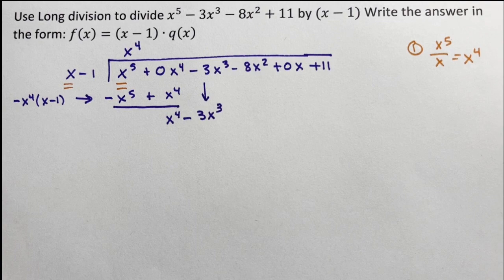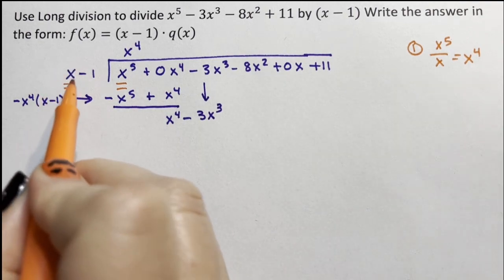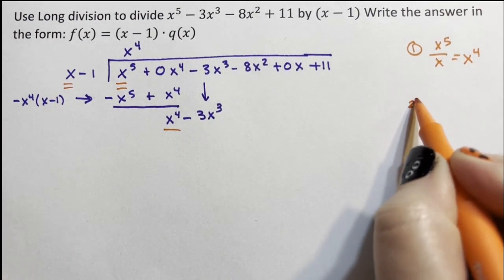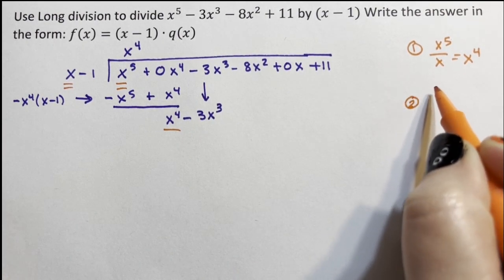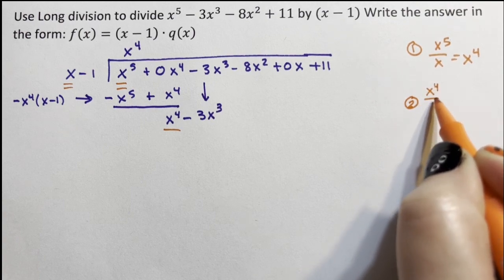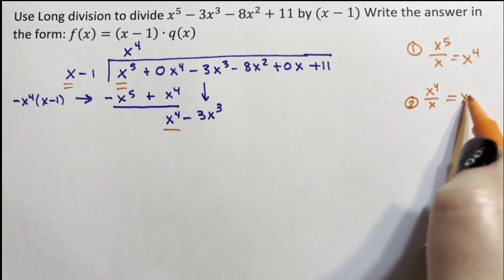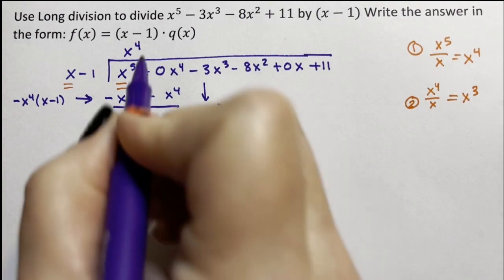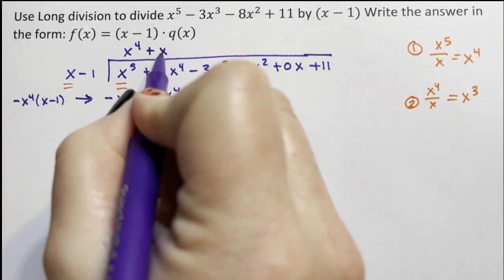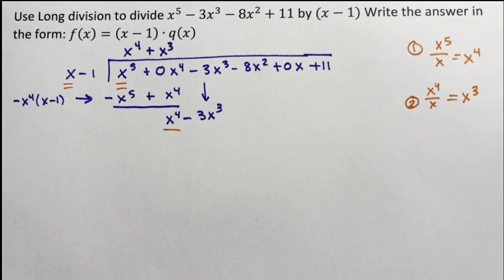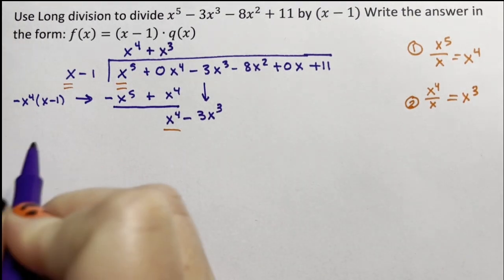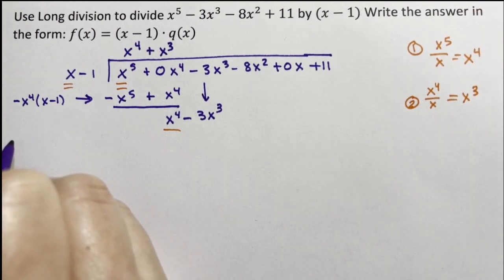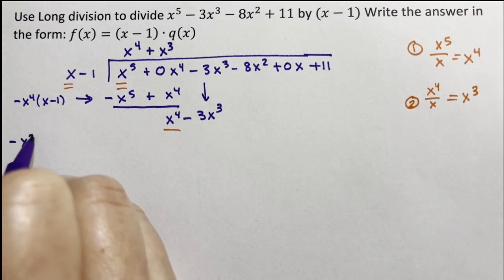I'm going to look at my leading term always and this leading term, and I'm going to ask myself, how many times does x go into x to the 4th? This time it's x cubed. So that's what comes up here, plus x cubed. I am going to, again, reverse this sign because I want to add down, not subtract. So I'm going to multiply through by a negative x cubed.